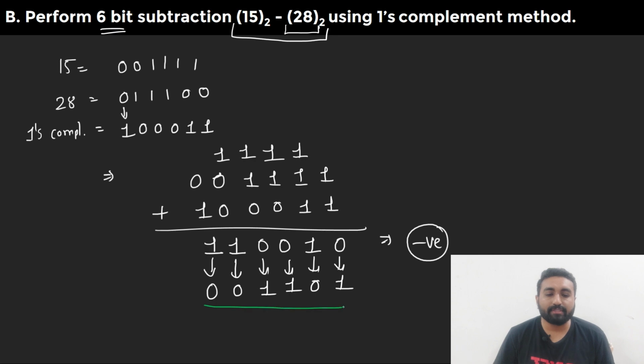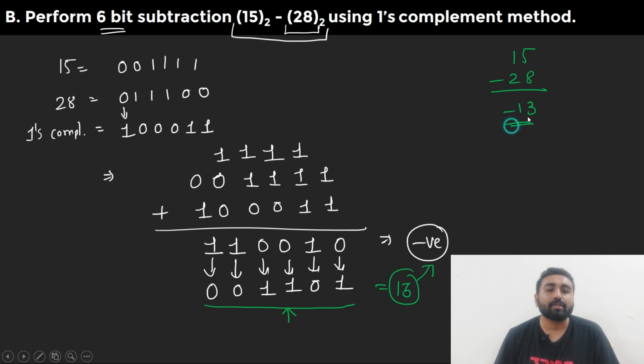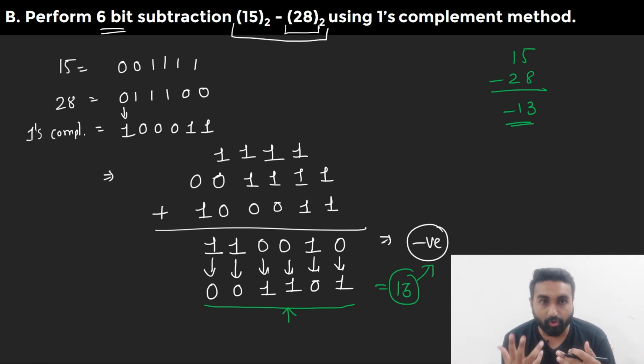So if you check, this is basically the binary of what? 13. But you also need to understand that this 13 has a negative sign. So your answer is minus 13, and that you can also understand. If you do 15 minus 28, your answer will be minus 13. So this is how you are going to do the binary subtraction using the 1's complement method.